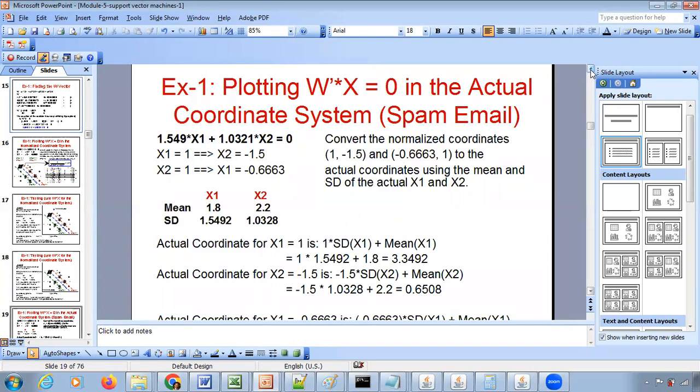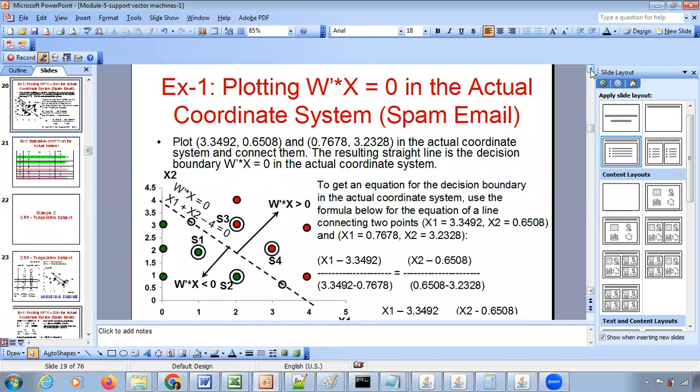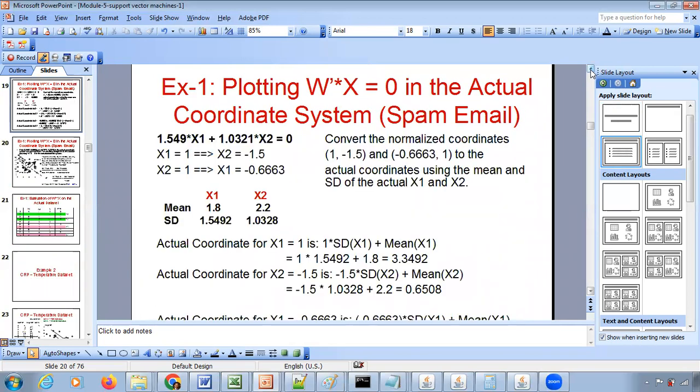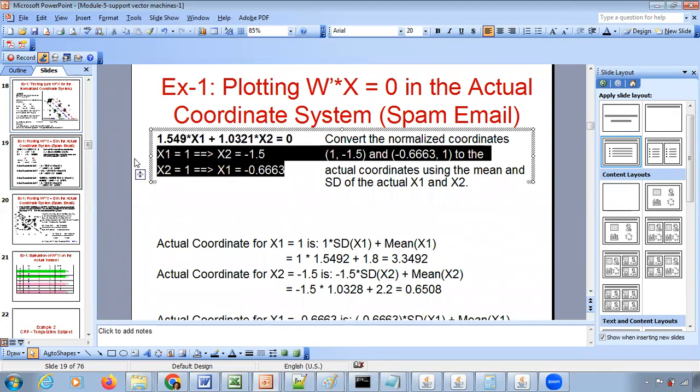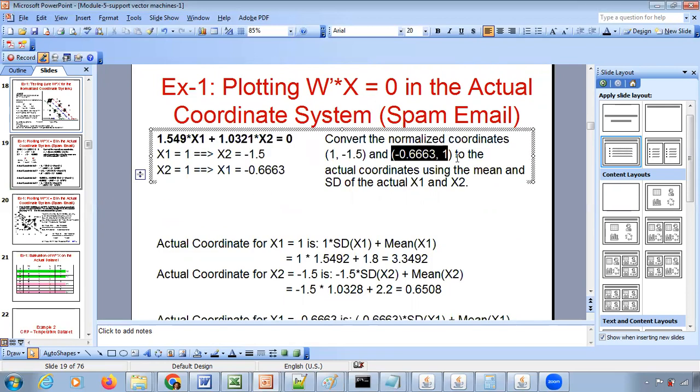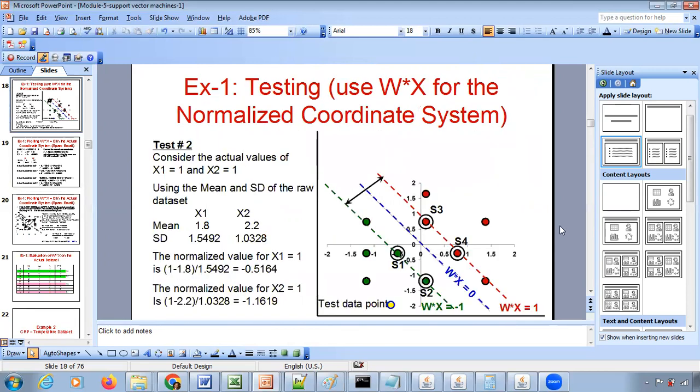But just for additional information, I'm also showing that we could move all the results that we got in the normalized coordinate system back to the actual coordinate system and visualize things there. That's what I'm going to show in the remainder of this example. To do that, we'll take the wx equals 0 equation, and we already did this. We found the 2 points that go through this line, the 2 reasonable points other than the origin, which came out to be 1, negative 1.5, and this one. Similar to what we did for the testing, but it's the other way now.